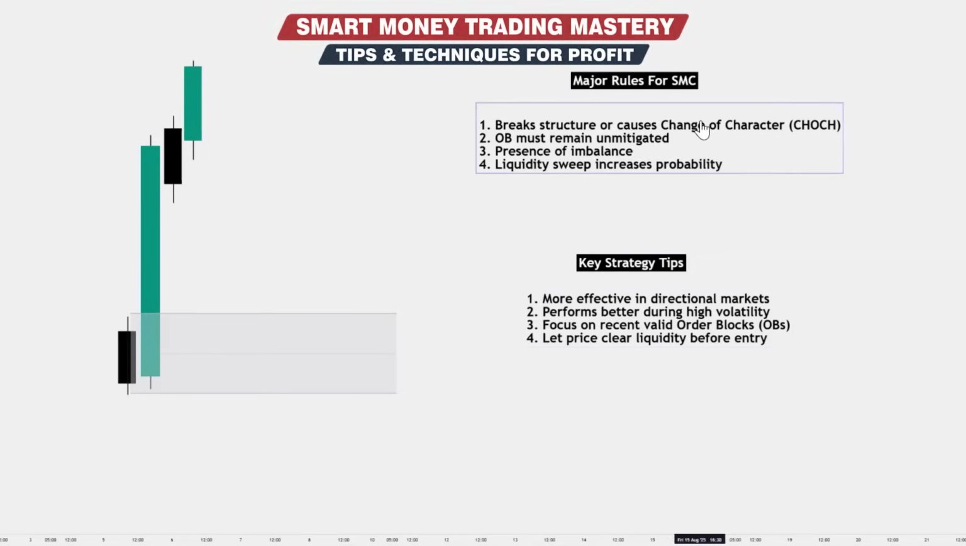breakdown. The very first rule under the major rules for smart money concept is that price breaks structure or causes a change of character. And this is very, very important in smart money trading. If you want to understand how smart money trading works, you need to understand what break of structure means and what a market structure shift means.